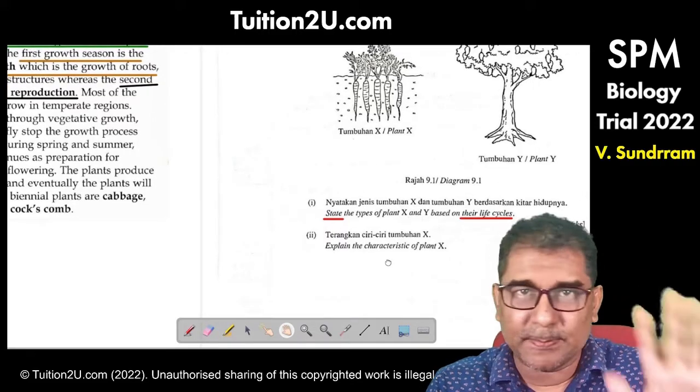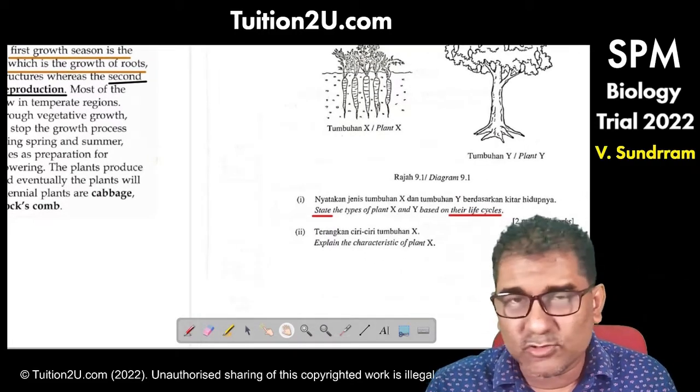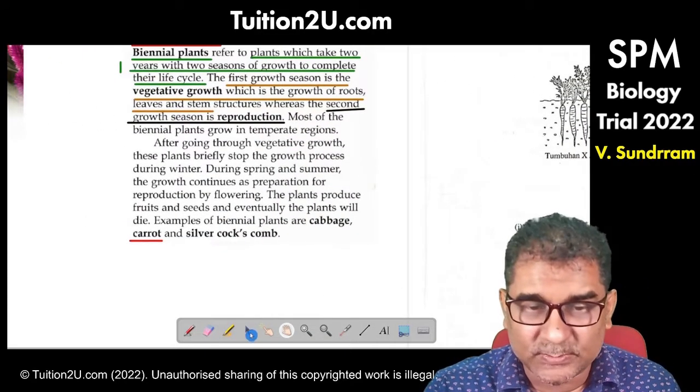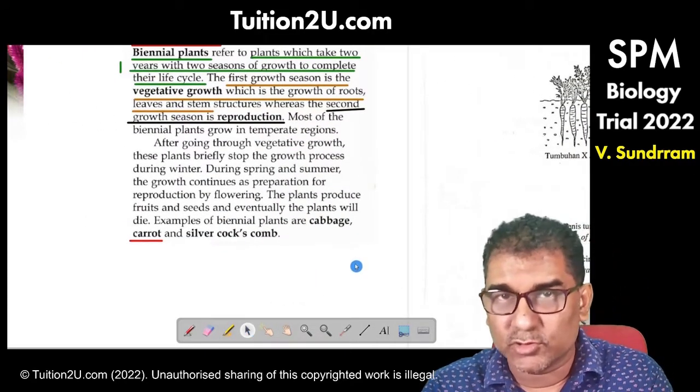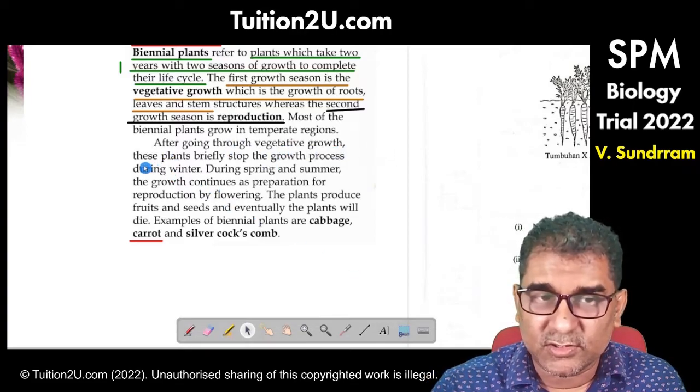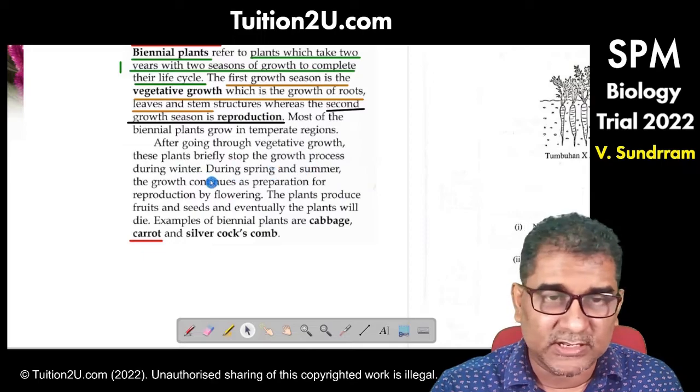What's in the textbook, you write back, you get the 2 marks. So that 2 marks is easy. The other information that you have in the textbook, we just read through because we are also doing revision for exam. After going through vegetative growth, the plant briefly stops in winter.